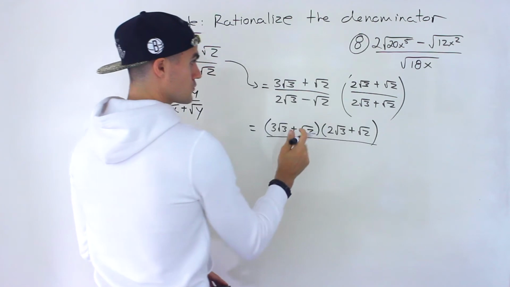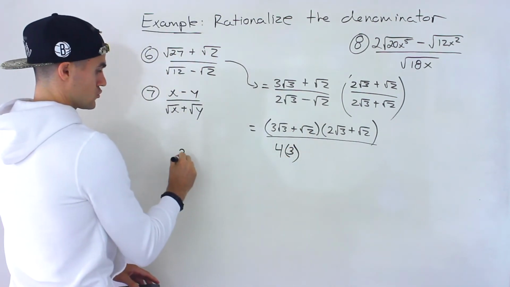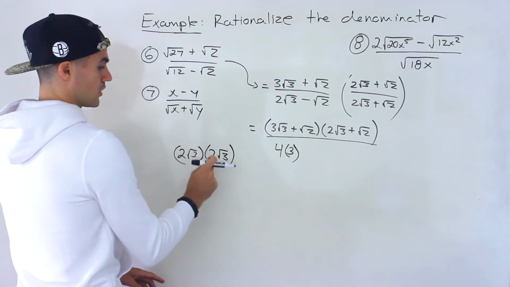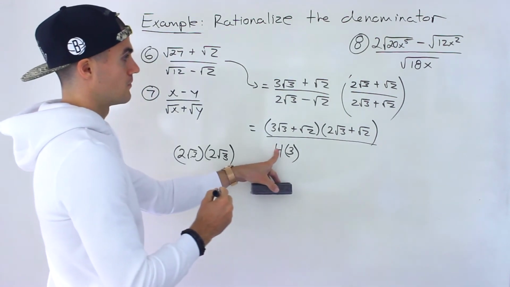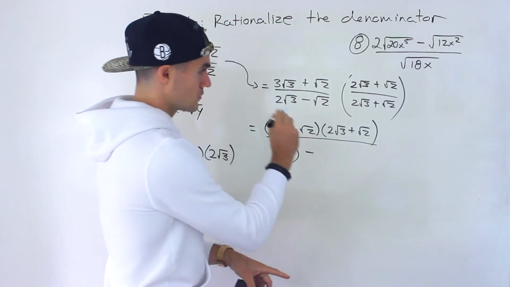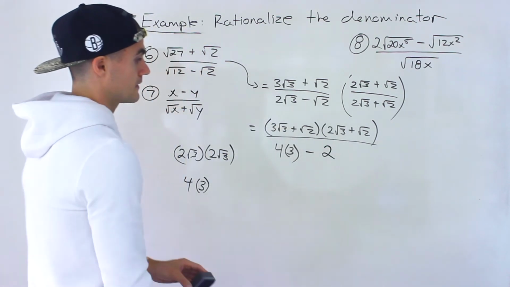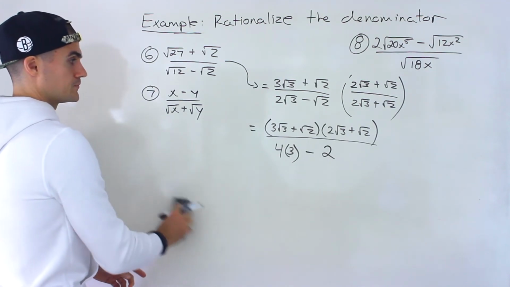2 root 3 times 2 root 3 would give us 4 times 3. Right? 2 root 3 times 2 root 3. Be careful here. 2 times 2 is 4. Root 3 times root 3 is 3. Minus root 2 times root 2 gives us 2. Like that.